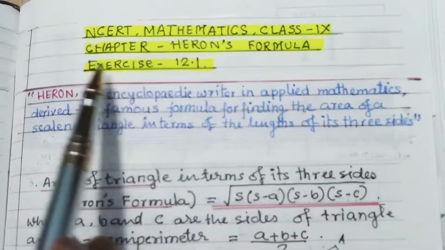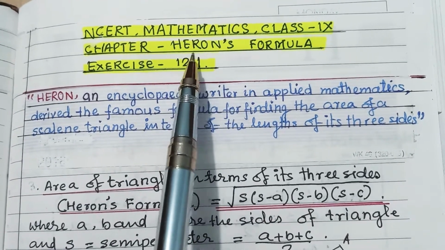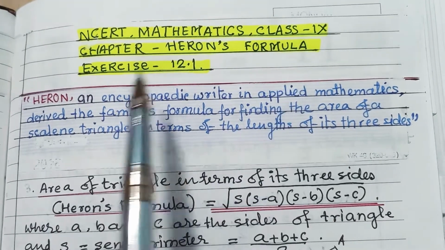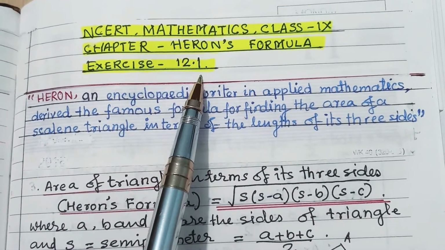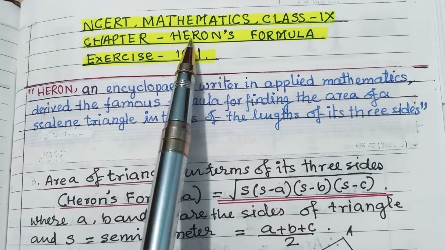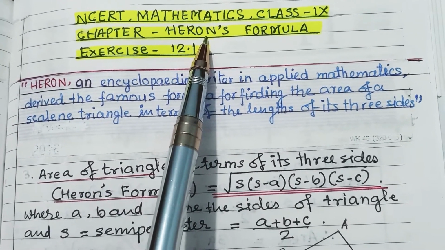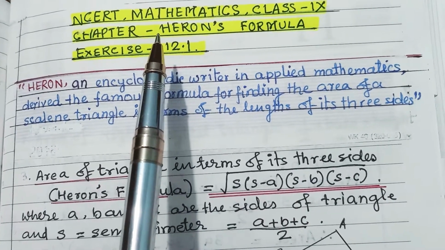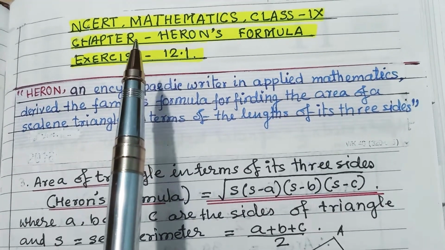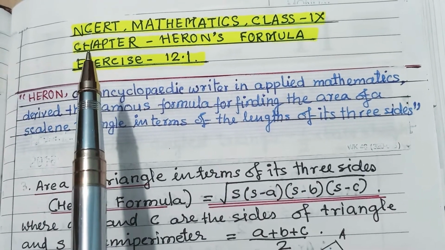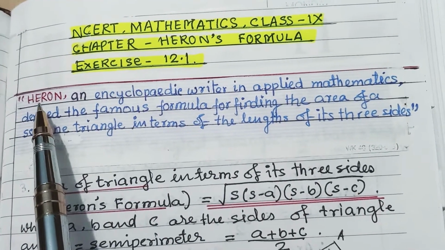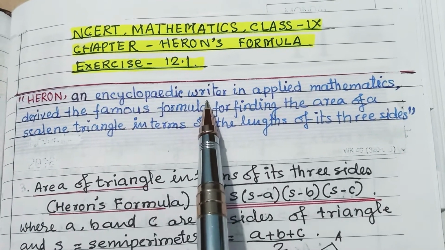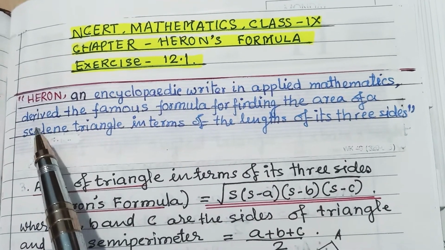Hi everyone, let's start student class with chapter Heron's formula of class 9, exercise 12.1. Heron's formula. Heron is a famous mathematician. He was born in about 10 AD, possibly in Alexandria in Egypt. He is an encyclopedic writer in applied mathematics.